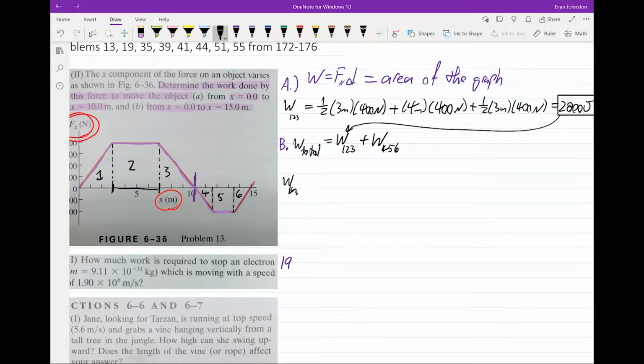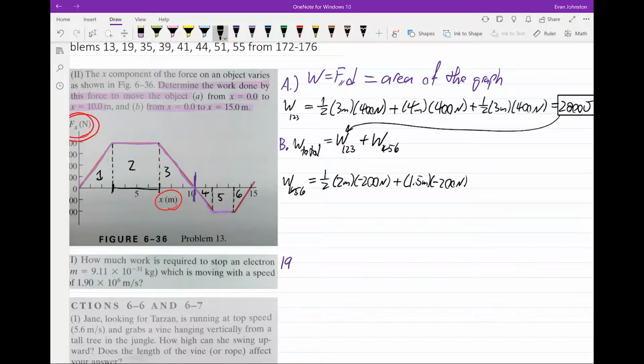So the work for 4, 5, and 6, that ends up being, we just have two triangles and a rectangle again. So I'm going to have 1/2 base times height. So my 2 meters, and I'm saying approximately 2 meters here. I'm really just rounding, for convenience's sake. And then our height is this negative 200 newtons. And then we'll have something similar: 1.5 meters and then negative 200 newtons.